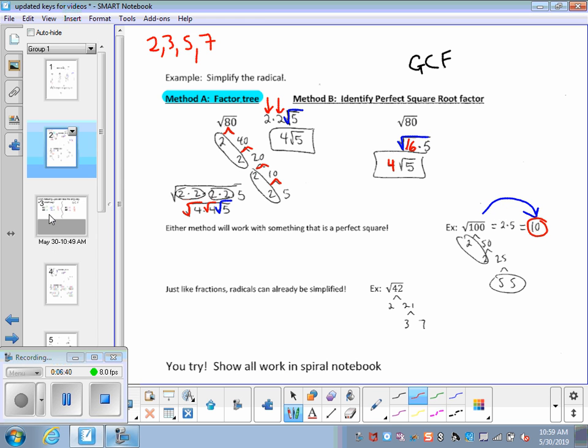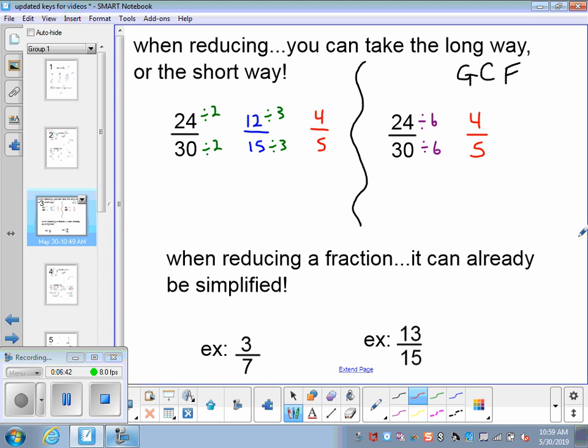Now, another thing. Fractions, when you reduce them, they can already be simplified. So for example, if I wanted you to reduce 3/7, you'd tell me it was already reduced. If you wanted me to reduce 13/15, again, you'd tell me it's already reduced.